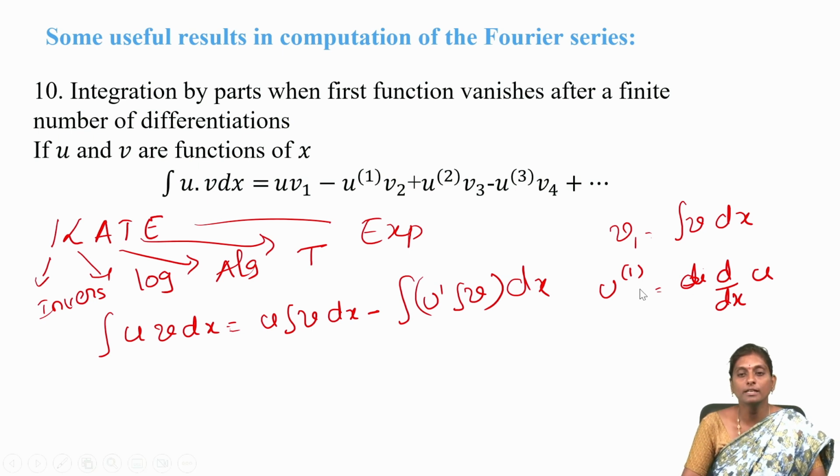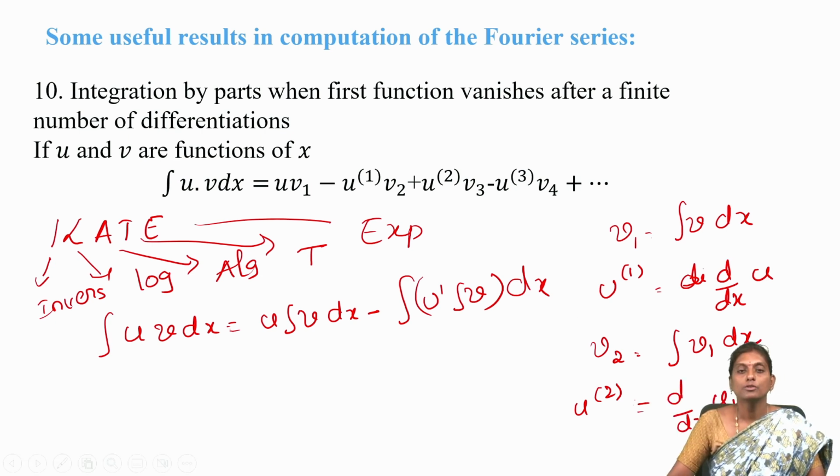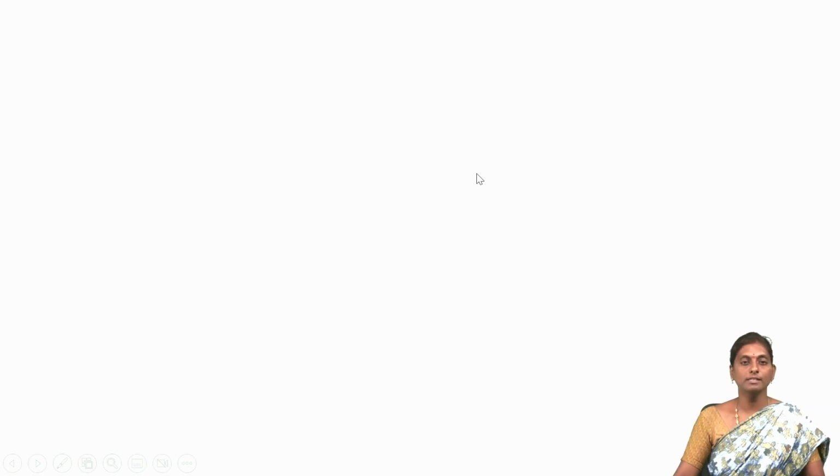The superscript 1 on u indicates d by dx of u, differentiation of u with respect to x. What is v2? v2 means integration of v1 with respect to x. What is u2? It is d by dx of u1. So the powers 1, 2, 3 indicate differentiation. Of the subscript and superscript, the subscript indicates integration and the superscript indicates differentiation.